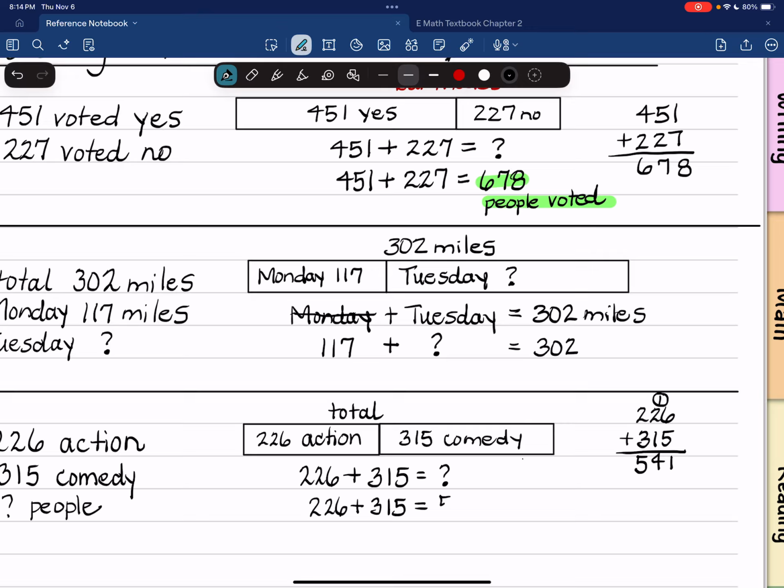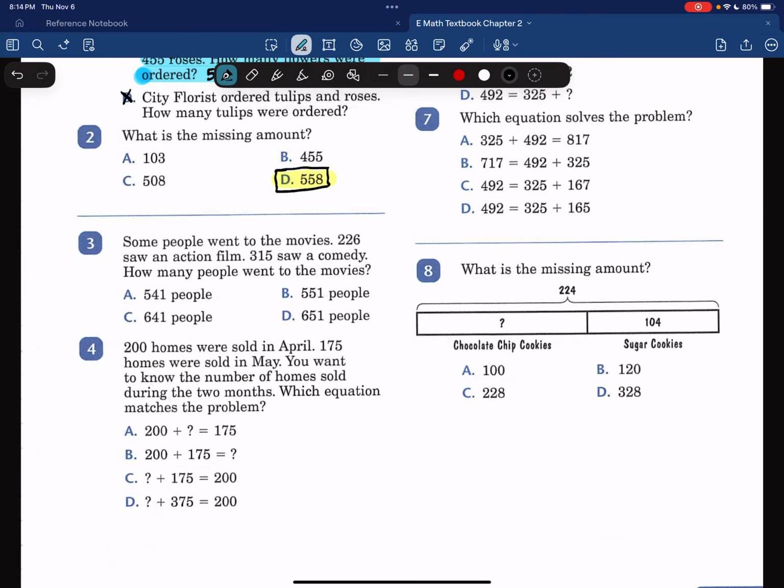equals 541. And we always want to use our unit. That's people went to the movies. Or you could just say 541 people. And when we go back to our answer choices, there it is. 541 people went to the movies.